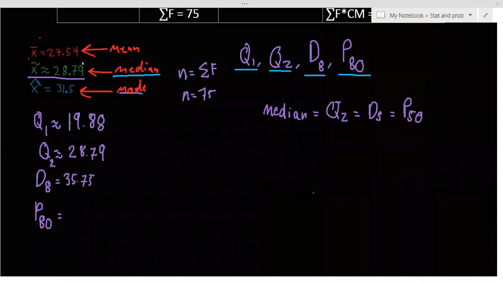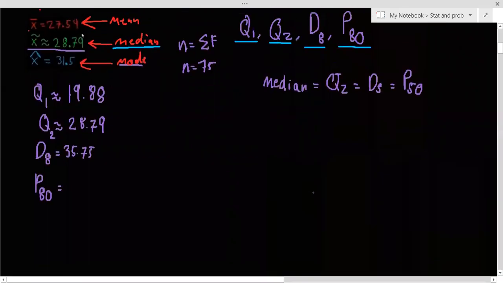All right, so here we go. Dito, I think I do not need to write the solution here because I know the answer for the 80th percentile. You know what's the answer? The answer for this one is 35.75. Bakit kaya? So, let me have a recall.